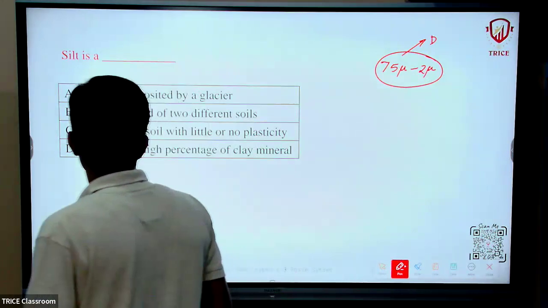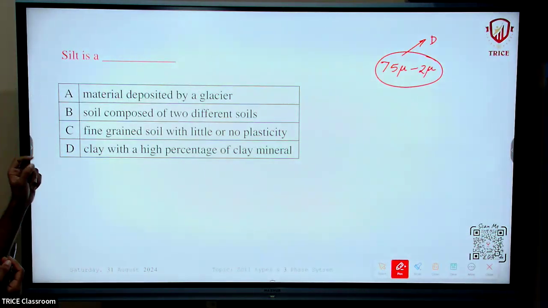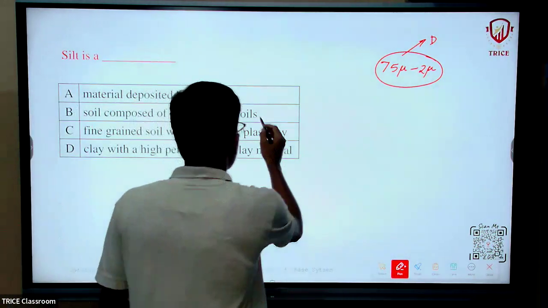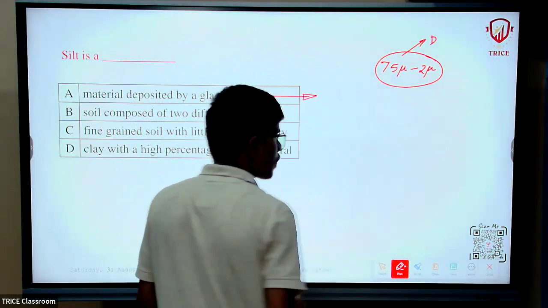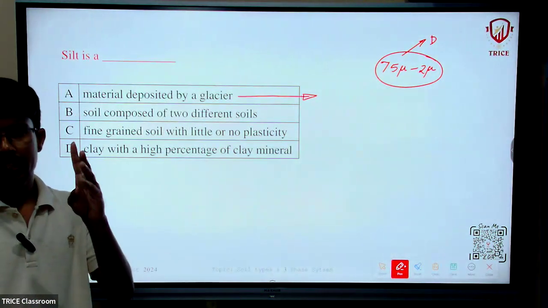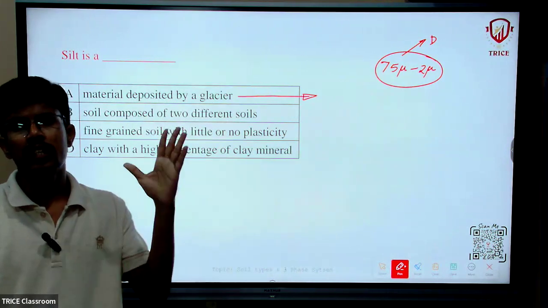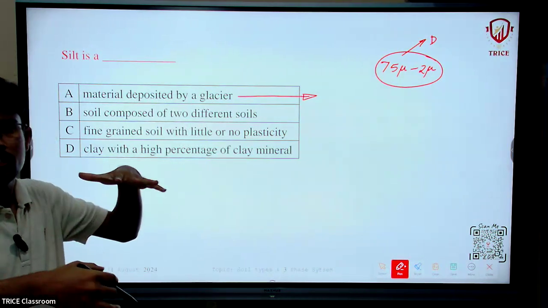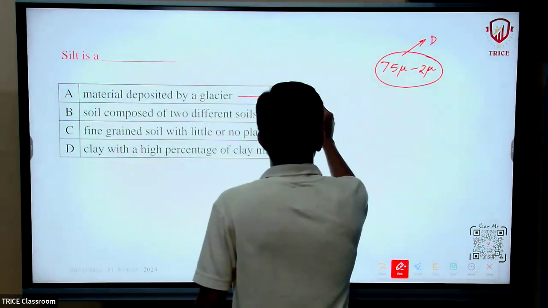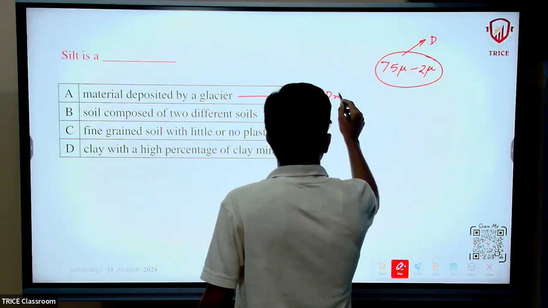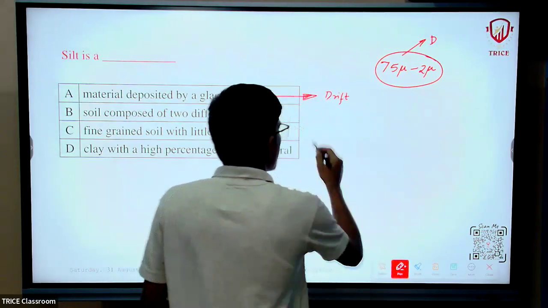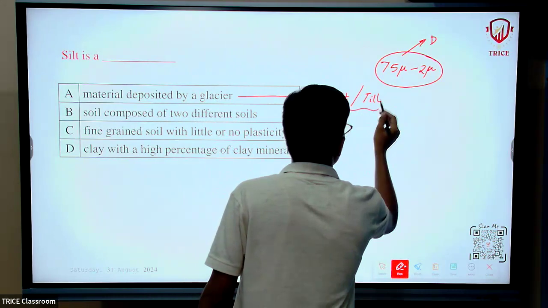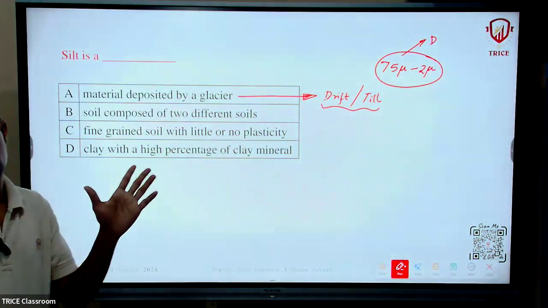So we have the options. Option one: the material is deposited by glaciers. When you say glaciers, we already discussed that this is completely a transported soil. Silt, clay, gravel, and sand come under residual soils. The soil formed below the ice, by glaciers, we call drift and till soils. This is the formation from ice, and all of this comes under transported soils.